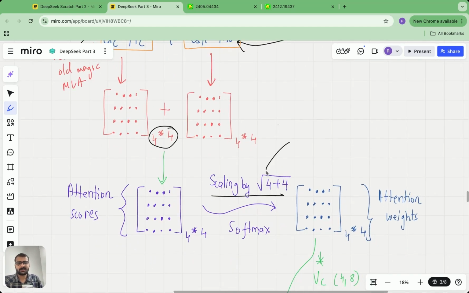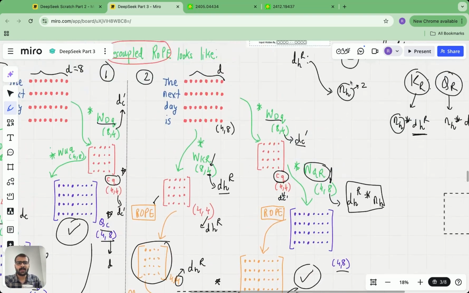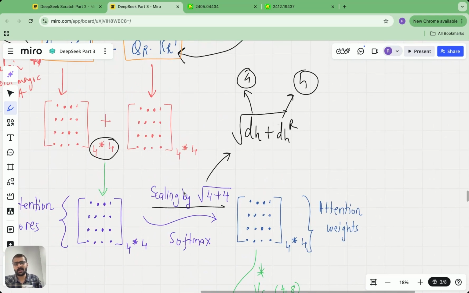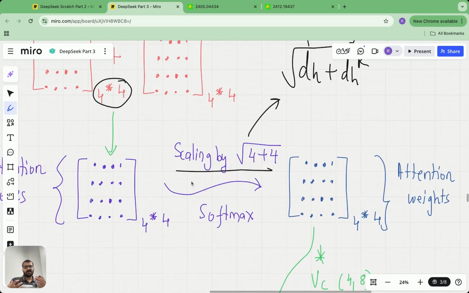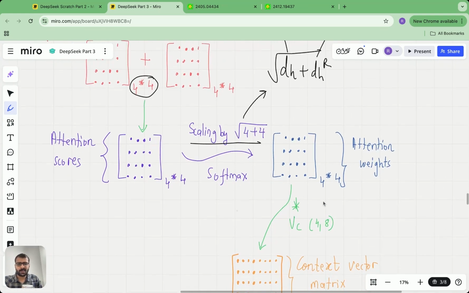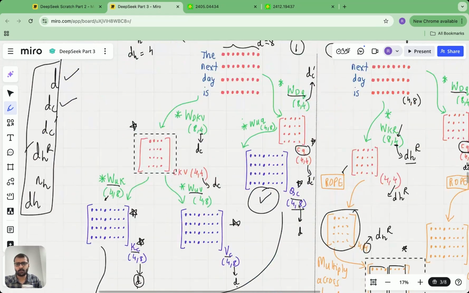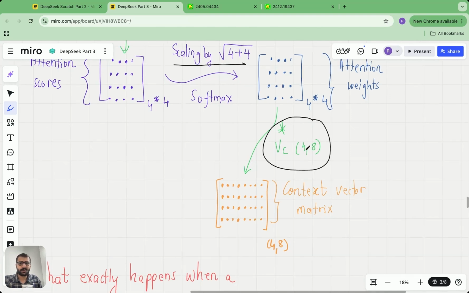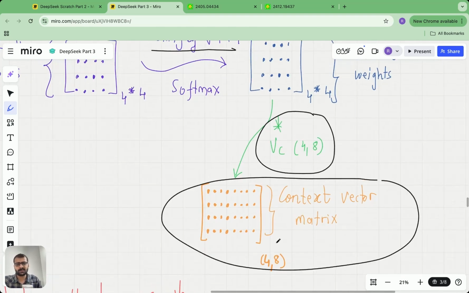Then I will scale it by square root of DH plus DHR, where DH is my original head dimension equal to 4, and DHR is my rotary dimension, which was also equal to 4. So I will divide by square root of 8 so that the variance of queries multiplied by keys transpose is constrained within 1. Then I apply softmax, I get my attention weights. These attention weights will then be multiplied with VC. Remember, VC is what we already computed to be 4 by 8. So this 4 by 4 matrix will be multiplied with the 4 by 8, and then I get my context vector matrix, which is a 4 by 8 matrix.